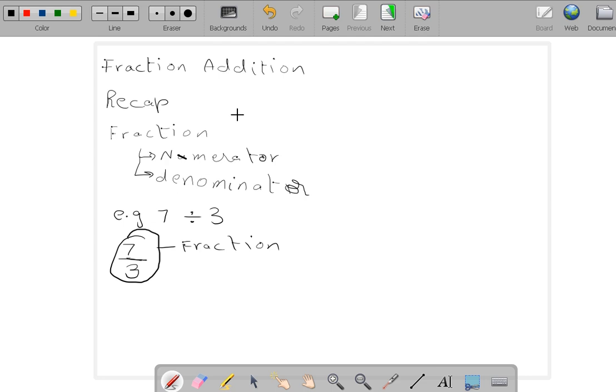And now our topic is basically fraction addition. By fraction addition we mean that we have to add multiple fractions with each other. For example, we have two different fractions. One is 7 divided by 6, and the other is 6 divided by 22. These are two different fractions.